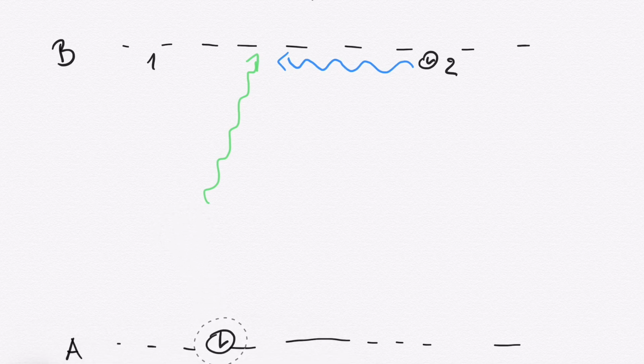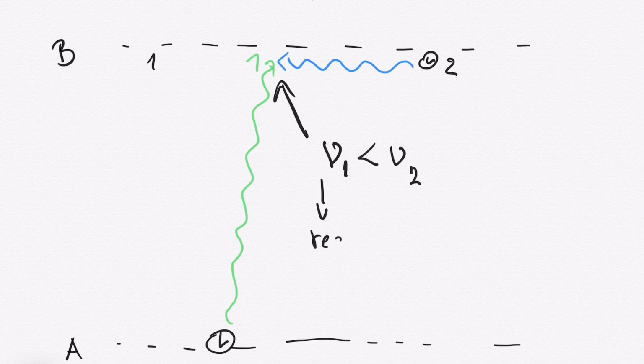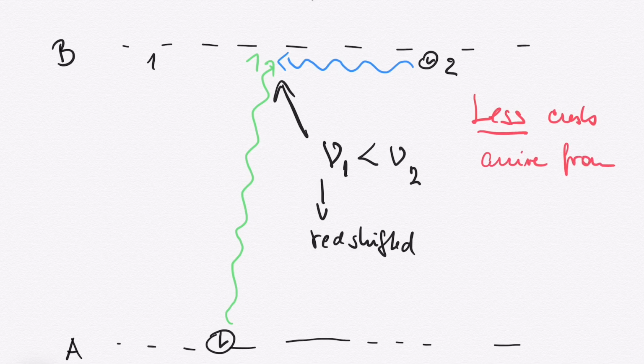Now we move clock 1 all the way to A. All the time it sends the light to the place B, the light arrives there. We count the crests, there are fewer green crests because the frequency 1 is smaller than frequency 2. It's red shifted. So it seems like clock 1 ticks slower. It indeed does tick slower because it's at lower gravitational potential. Fewer crests, slower ticking. Clock 1 goes slower.